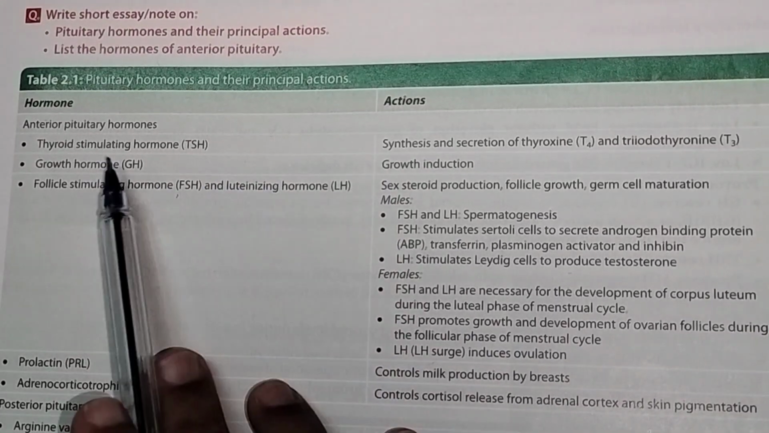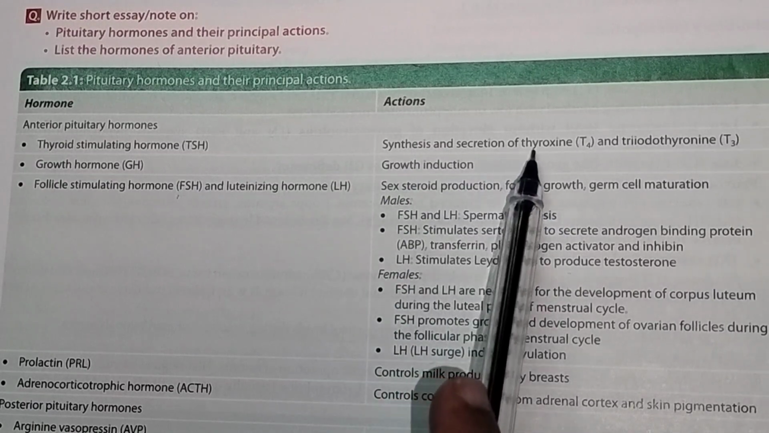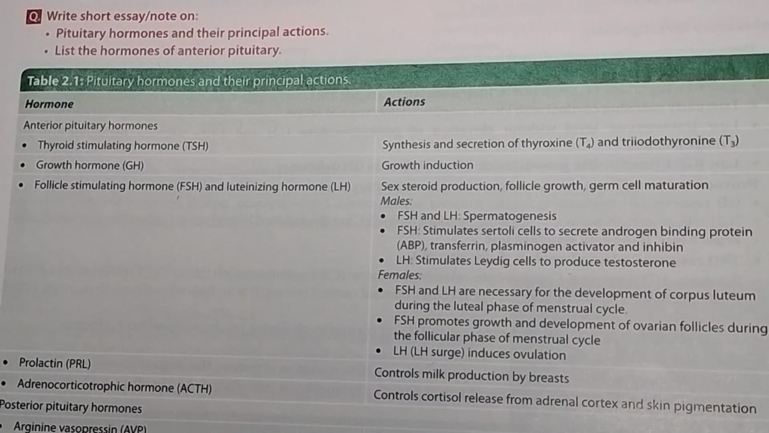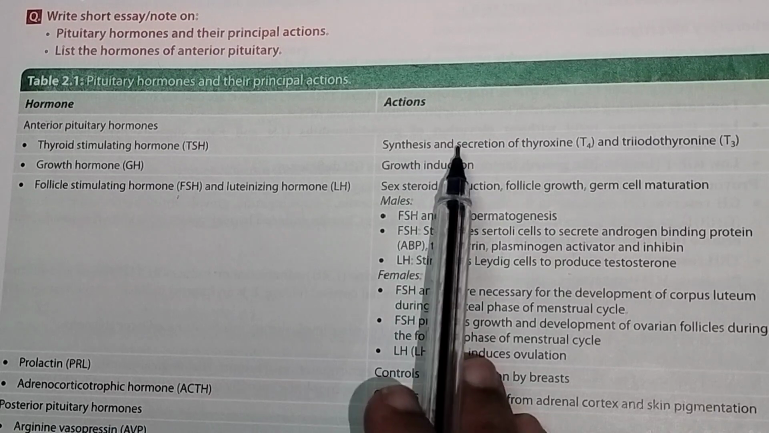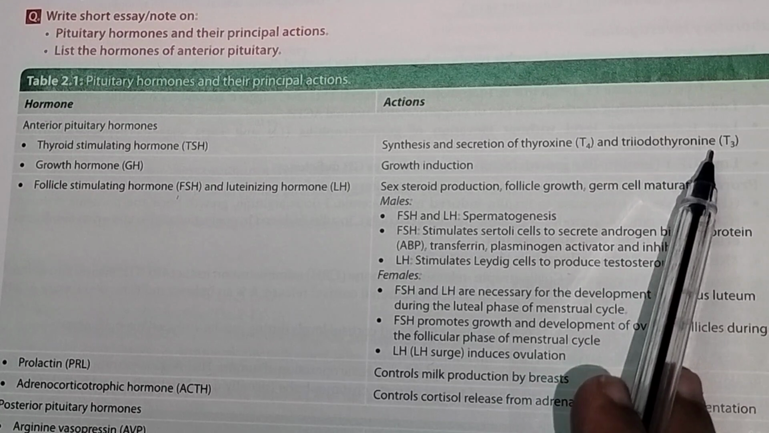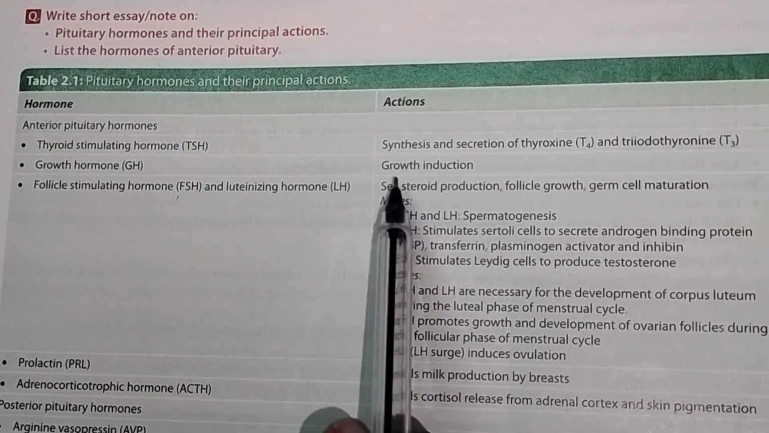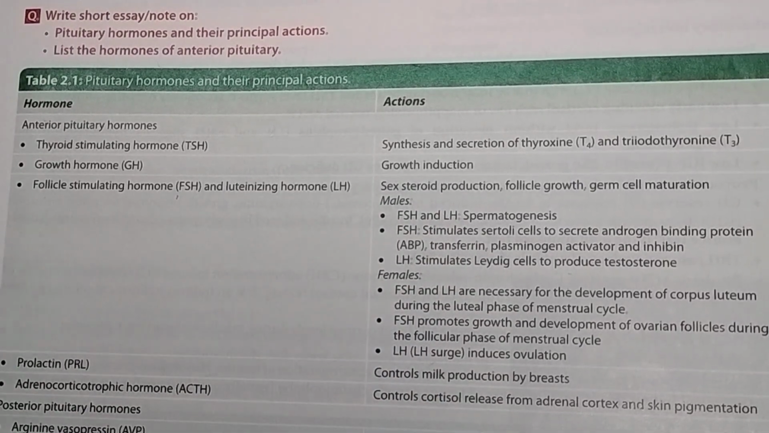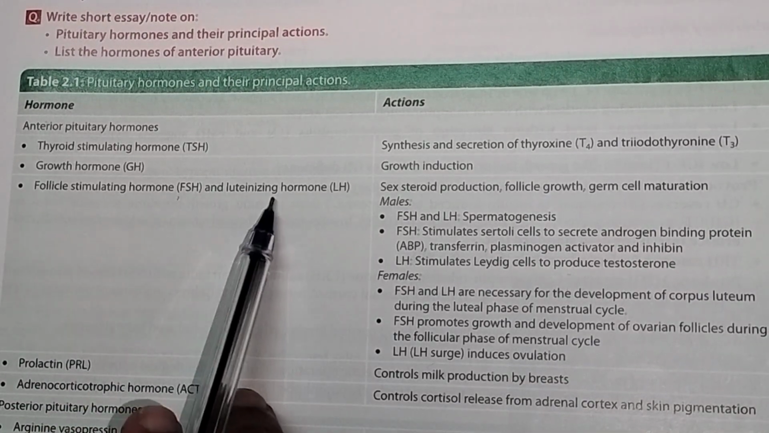Now see, what does thyroid stimulating hormone do? It stimulates the synthesis and secretion of thyroxine, that is T4, and triiodothyronine, that is T3. Now growth hormone. What does the growth hormone do? Growth induction means it helps us for growth. Now follicle stimulating hormone and luteinizing hormone.